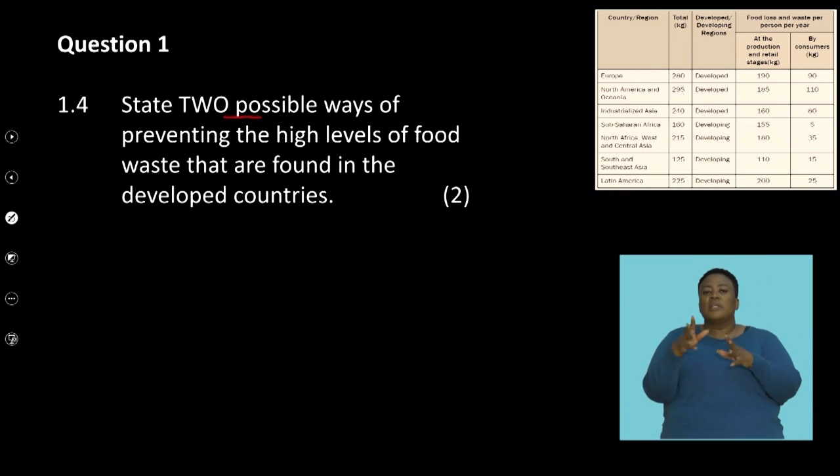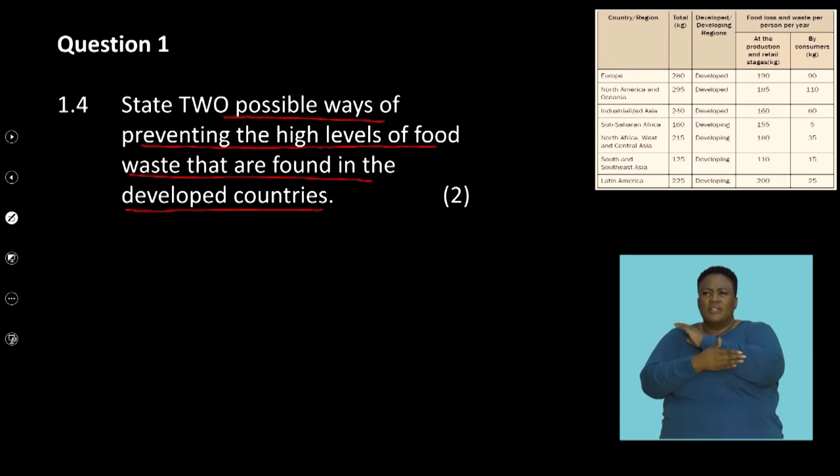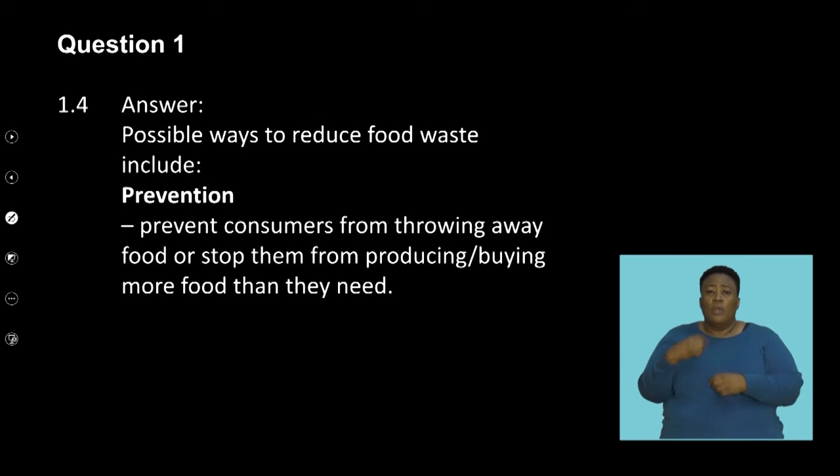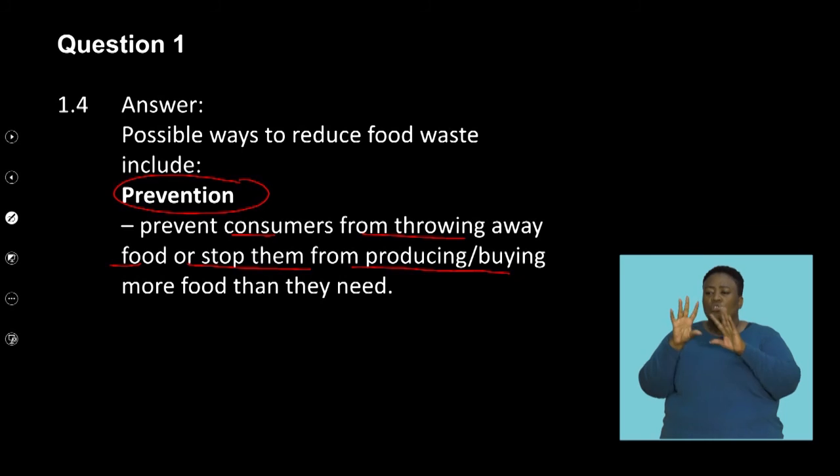State 2 possible ways of preventing the high level of food wastage that is found in developed countries. And so guys, we know that we're often reminded about how to conserve and reduce our wastage of food. Possible ways would be to prevent food loss, and that would mean preventing the consumer from throwing away food or stopping them from producing or buying more food than they need. So that's one way of controlling that.